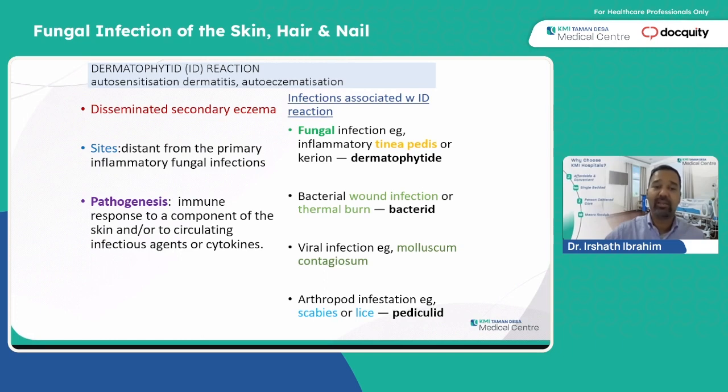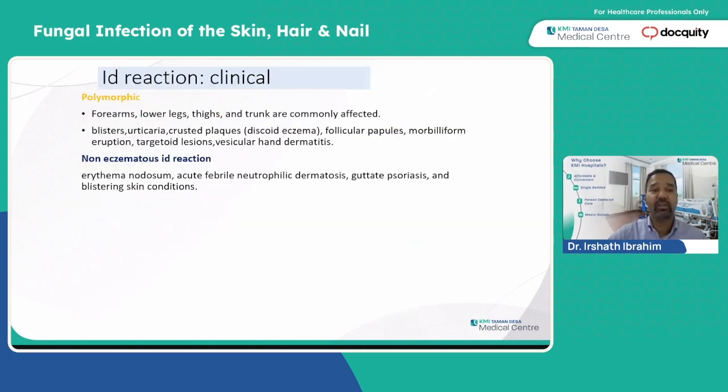So if a fungal infection like tinea pedis or kerion is associated with an EAD reaction, it is termed dermatophytid. A bacterial wound infection or thermal burn is termed bacterid. Viral infection can also be associated with an EAD reaction, such as molluscum contagiosum, and arthropods like scabies and lice is termed pediculid. So the reaction can be eczematous. It can affect almost anywhere, like the forearm, leg, thigh, trunk, common sites, and it can present as blisters, vesicles, urticaria, discoid eczema, follicular papules, morbilliform eruption, targetoid lesions, and hand dermatitis. Non-eczematous EAD reaction is also common, such as psoriasis and erythema nodosum, those are painful nodules.